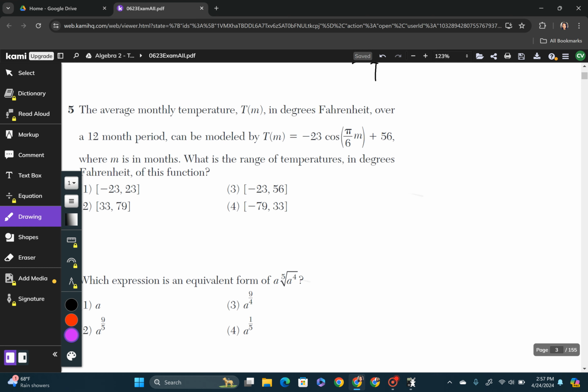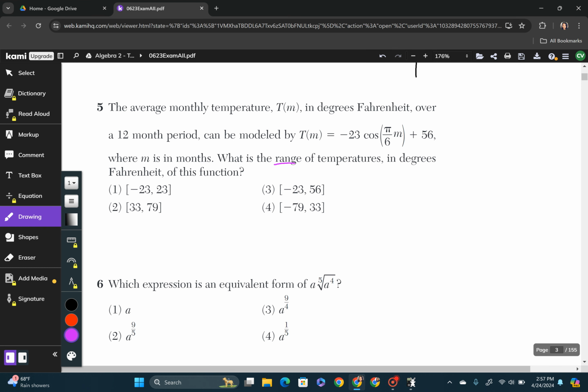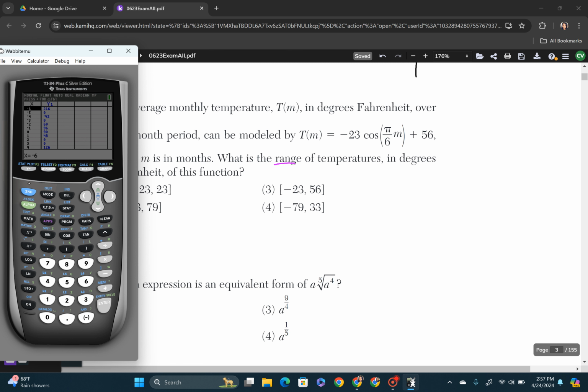All right, so this one, what is the range of temperatures? This is another calculator question. I'm a little lazy, so I'm going to just press second plus, see if it does it for me. Second plus 712, and all I'm doing is clearing my calculator. Then I go to my y equals and type in my function. So -23 cos is right above the parentheses. Then alpha y equals option number 1. We're going to do pi, which is second the up arrow. So pi over 6, and instead of m, I'm going to use x. Close those parentheses, plus 56.